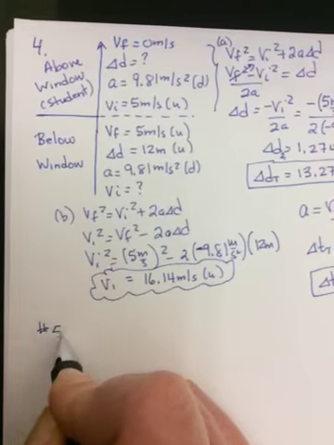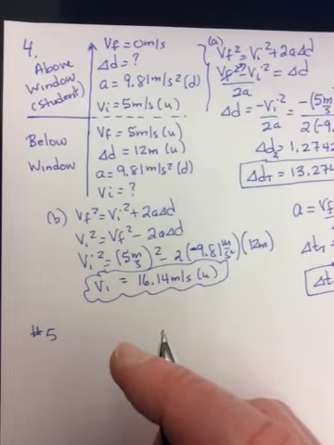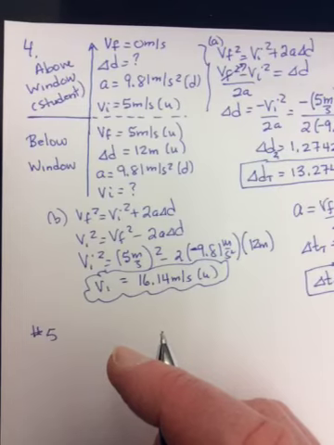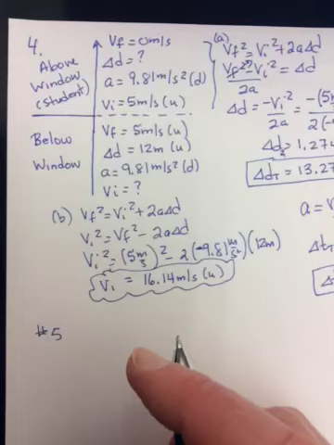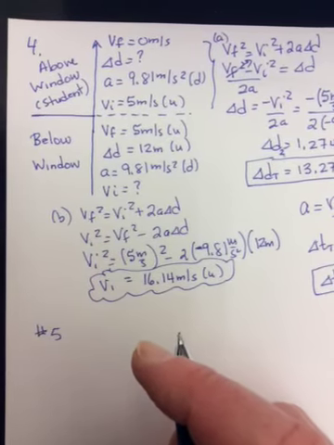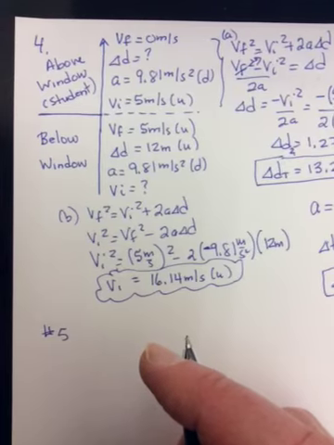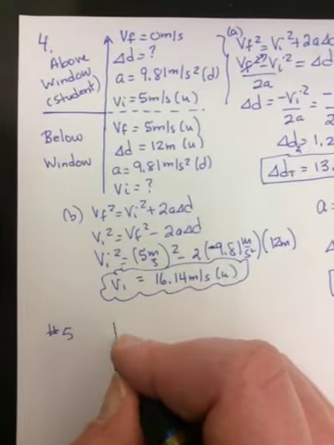Number 5 says, a physics teacher performing an outdoor experiment suddenly falls from rest off a high cliff and simultaneously shouts, "Help!" When she has fallen 3 seconds, she hears the echo of her shout from the valley floor below. The speed of sound is 340 meters per second. How tall is the cliff?